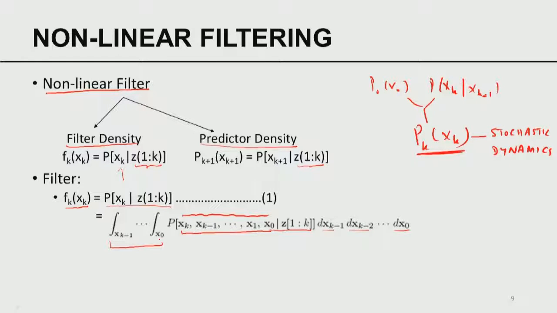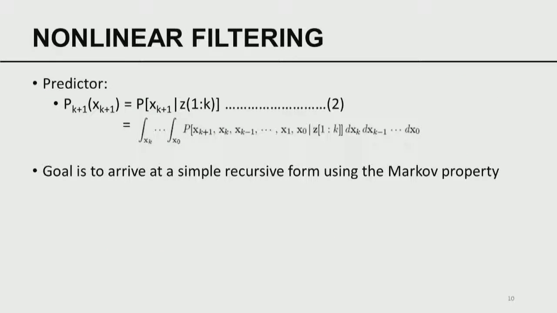So this conditional density of the state at time k given the observations from 1 to k is essentially the marginal of the joint conditional density integrated over x 0 to x k minus 1. I think that should be pretty clear from basic probability argument.